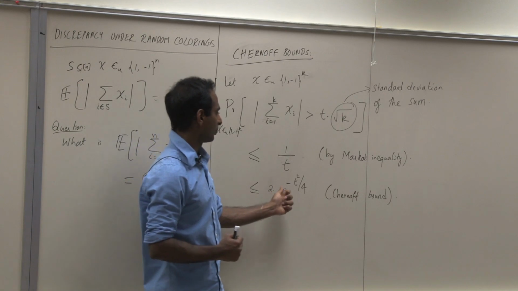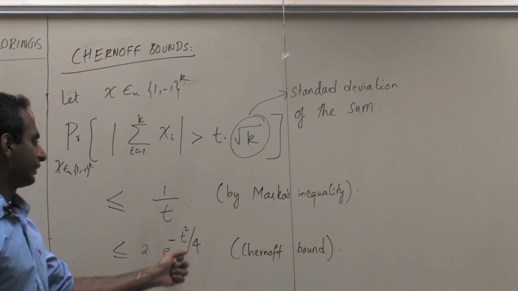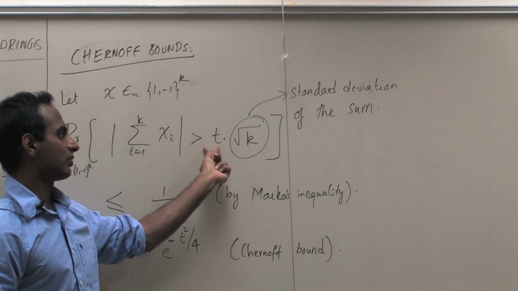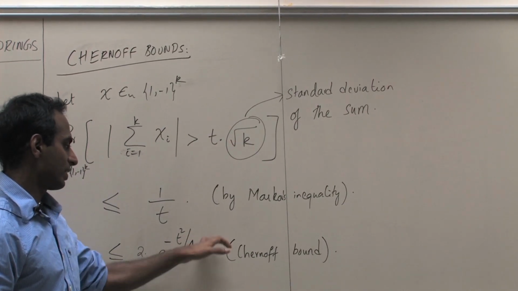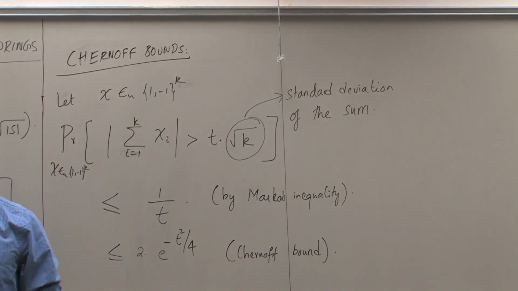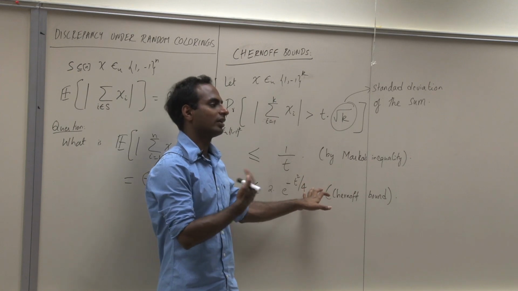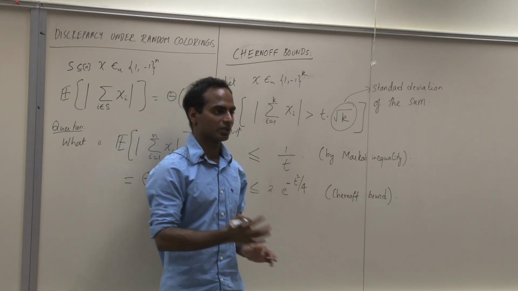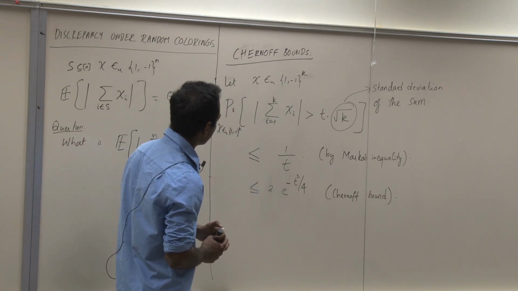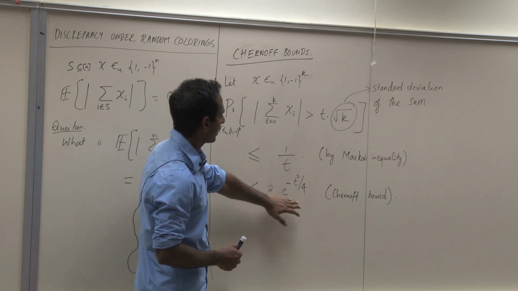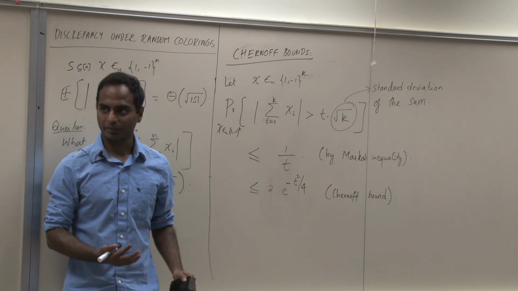So the probability not only is at most 1 over t, but it's actually much, much smaller. It decreases exponentially in the square of the number of standard deviations you are away. Okay, it's at most e to the minus t squared by some constant. And if you're familiar with the Gaussian distribution, the t squared here is very related to the t squared you see in the definition of the standard Gaussian distribution. Okay. So let's keep this in mind and apply it to bound the discrepancy of random coloring.